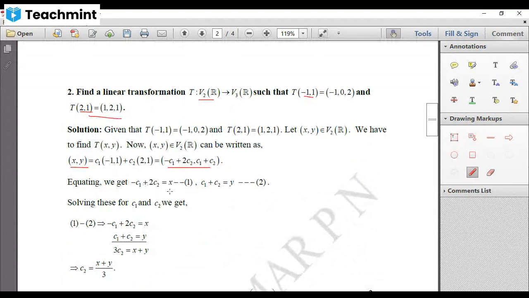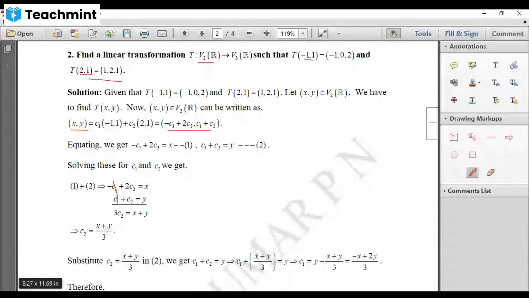How are you going to get them? Just add equation 1 with equation 2. Minus C1 plus 2C2 equal to X, C1 plus C2 equal to Y. One is minus, another one is plus, so these two get cancelled. So you'll get 2C2 plus C2 equal to 3C2, which is equal to X plus Y. Therefore, C2 is (X plus Y) by 3.